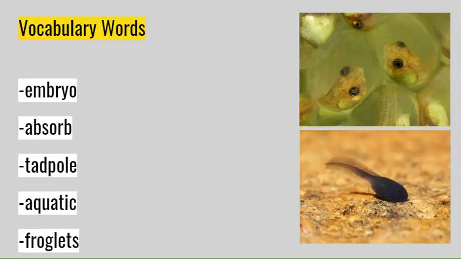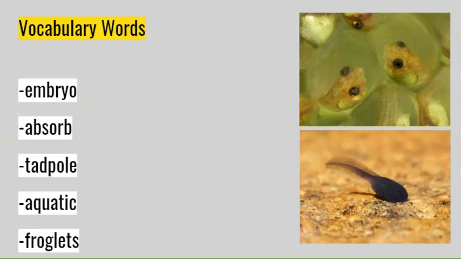Let's take a look at these new vocabulary words. Embryo. An embryo is an unborn living thing in the process of being developed. That's the very beginning of the life cycle of a frog. Humans can also be embryos. We usually call it a fetus.